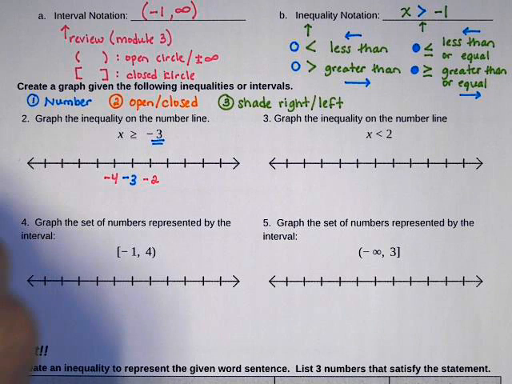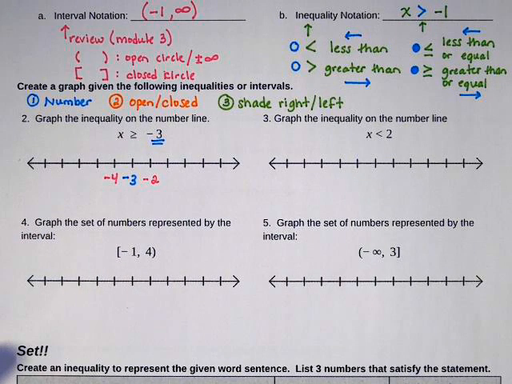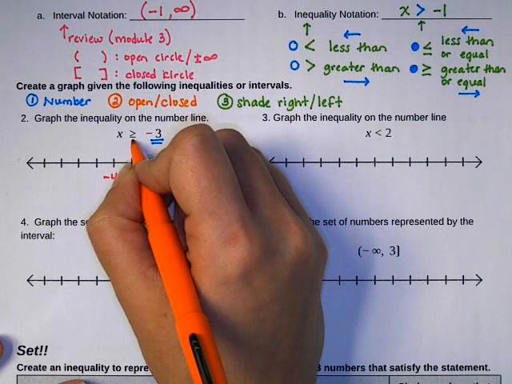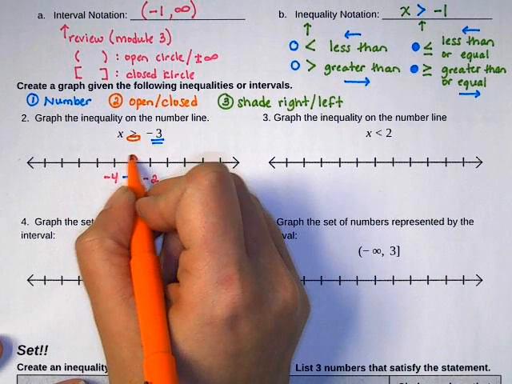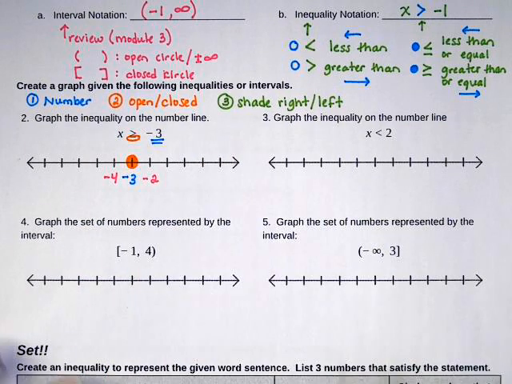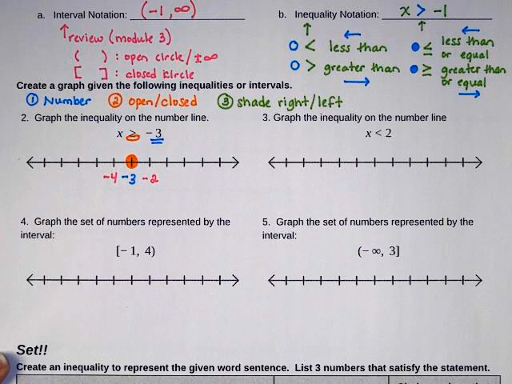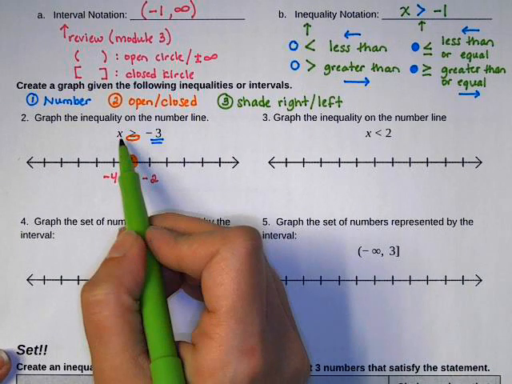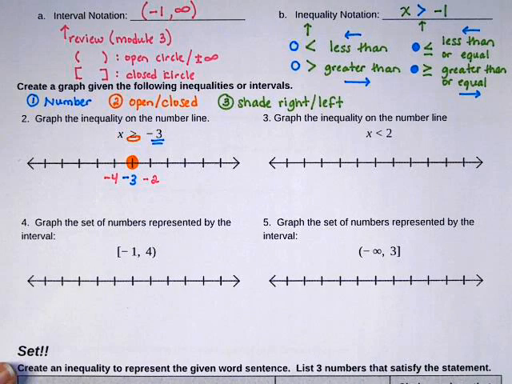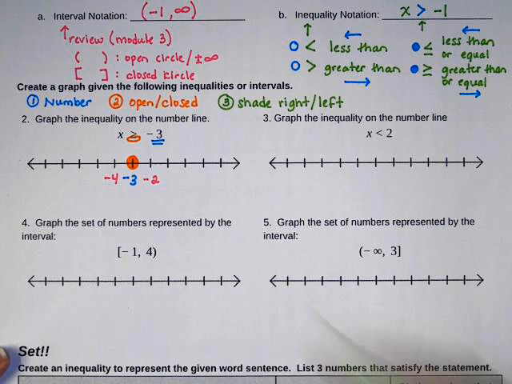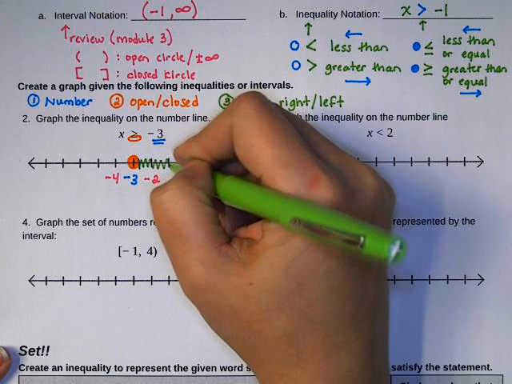Now I need to decide if it's an open or a closed circle. Because this symbol has the equal to symbol right here, this is going to be a closed circle, which means the values that I'm looking for could be equal to the -3. Finally, I need to decide whether to shade to the right or shade to the left. I want to find all the numbers that are greater than -3. So because I'm looking for the numbers that are bigger than -3, I'm going to shade to the right.